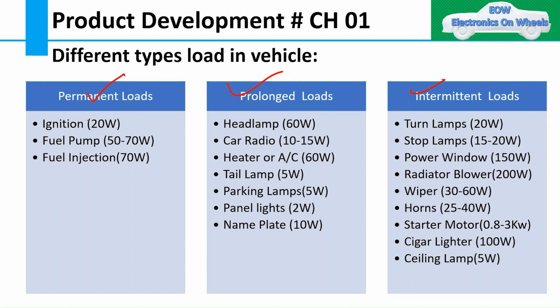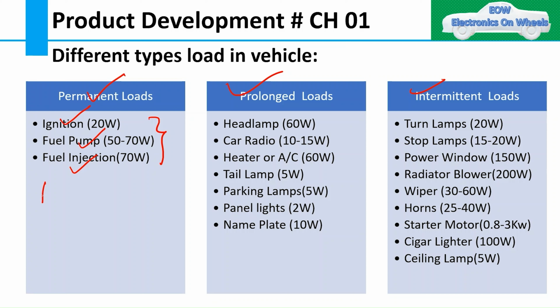It means that the alternator needs to provide power or supply to these loads at all times. Like ignition, fuel pump 50 to 70 watt, fuel injection 70 watt. So these are the typical values of the load requirement. It might vary from one vehicle to another. It depends on what type of fuel pump and what type of fuel injection you are using, right?